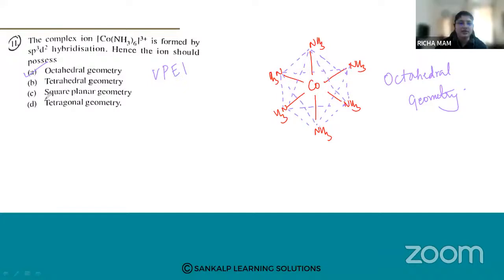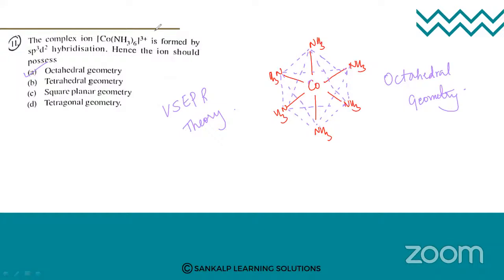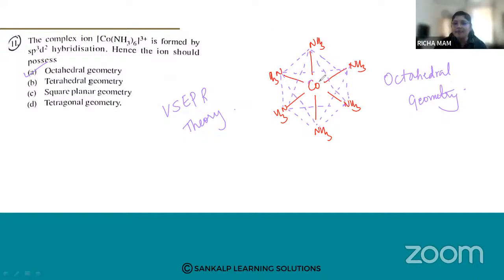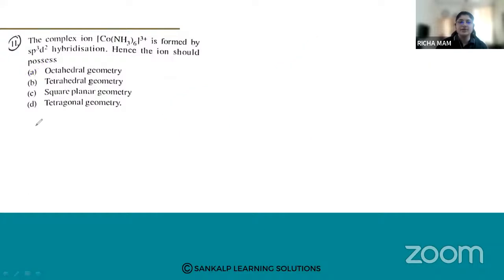Let me write it. So it is according to VSEPR theory. If a molecule has 6 bond pairs, here you can see that in this particular complex, the metal is bonded with 6 pairs of electrons. So it should have an octahedral geometry. So option A is the correct answer. Okay. Let us go for the next one.